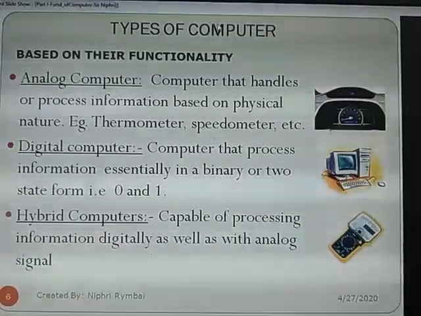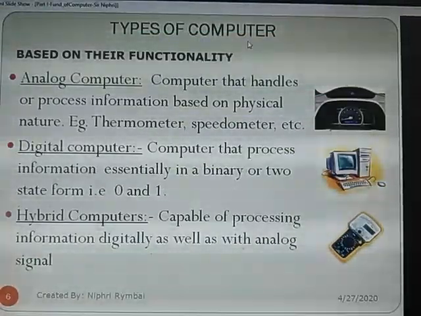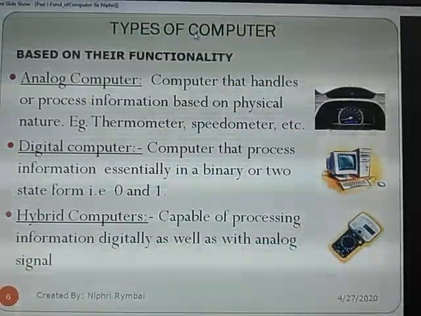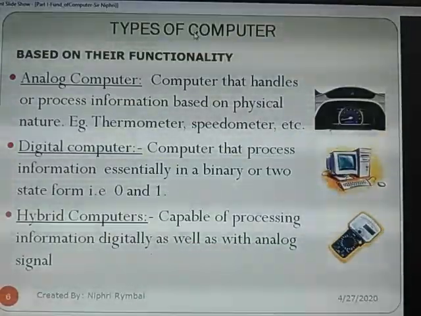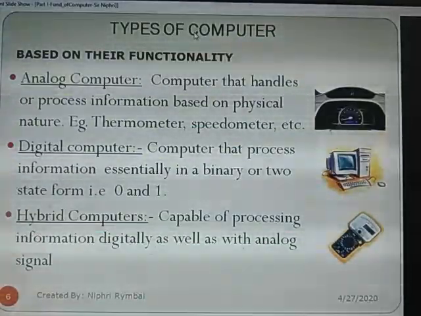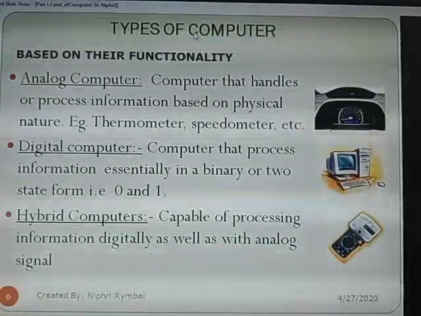Now we'll come to the types of computer. Whenever we categorize computer, they are mainly categorized into two.